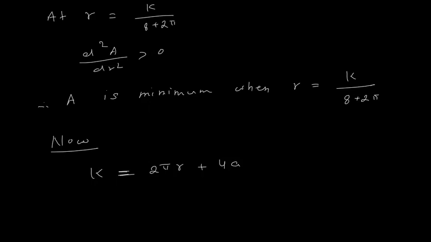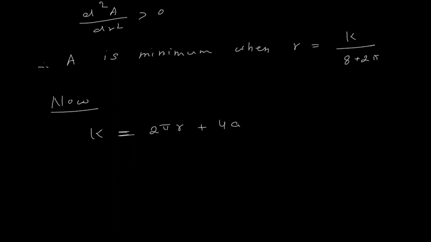Now the value of r, we know that the value of r is equal to k upon 8 plus 2 pi. So what we will do? We will replace k in terms of r. So r is k upon 8 plus 2 pi. This implies that k is equal to 8 plus 2 pi into r.